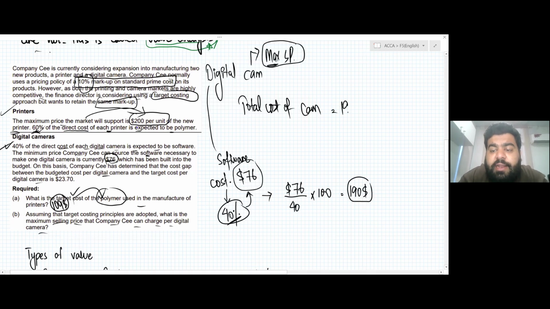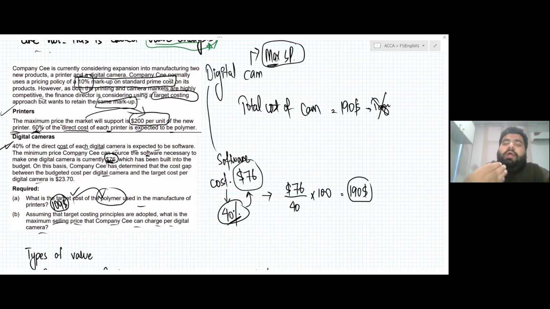I'm writing here 190. But the main issue is that this is not the target cost. This is the normal cost. Why am I saying that? Because this 76 is the general cost I am incurring for the software, paying the supplier to take the software. It's my own cost, not the target cost. It's the normal cost at which I can source the software from the market.